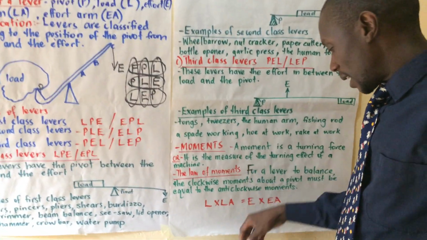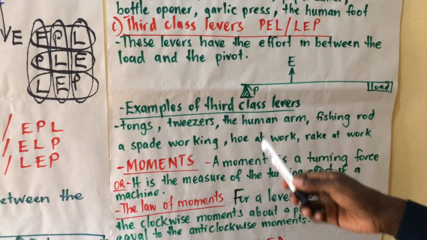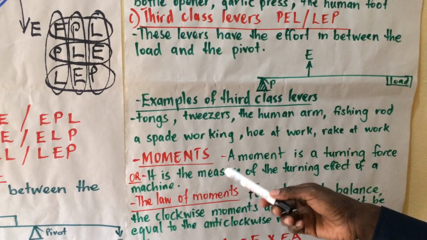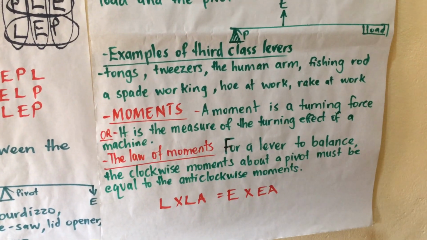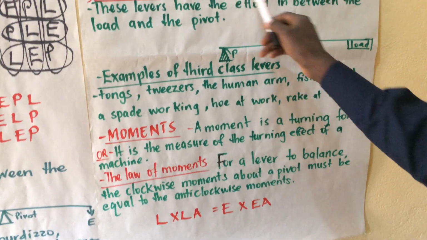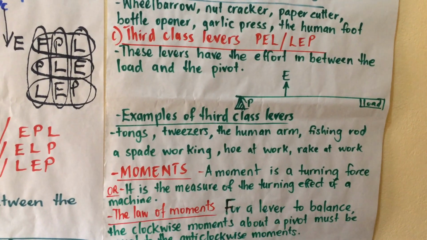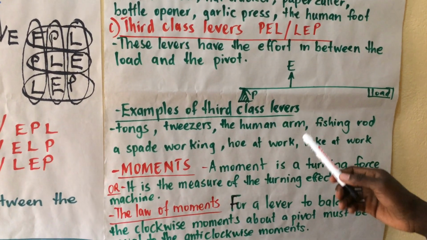Let's go to the third class levers. Third class levers have got the effort in between. The effort is in between the load and the pivot. P-E-L, L-E-P. Effort is in between the other two. This is the illustration. Some of them are paired, while others are not paired.